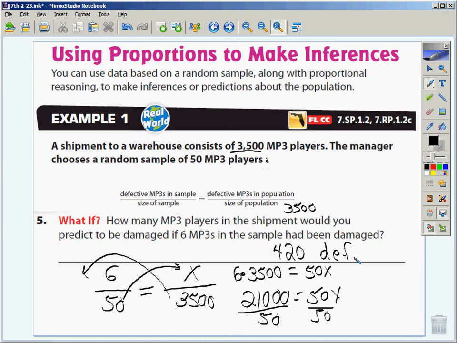So, 3 ways to make inferences. You can use a dot plot, you can use a box plot, or you can set up proportions depending on the information that they've given you. I personally like proportions because the answer is definitely a concrete thing. It's only one correct answer. Anytime you're using a dot plot or a box plot, our answers may vary slightly, but they should be close.